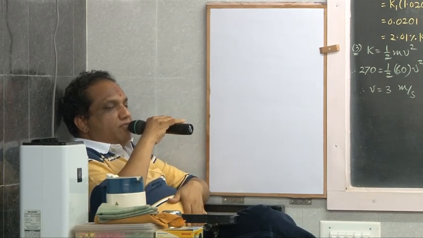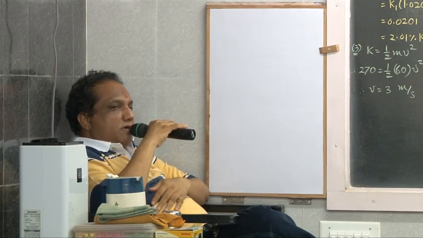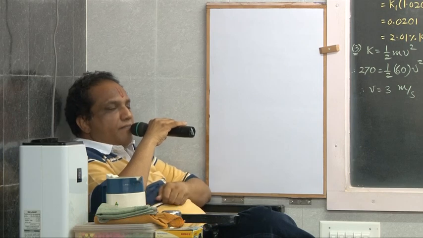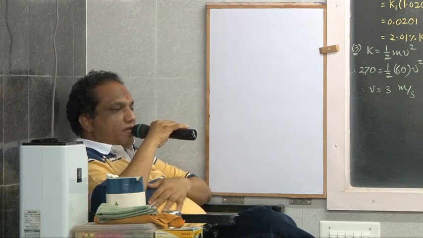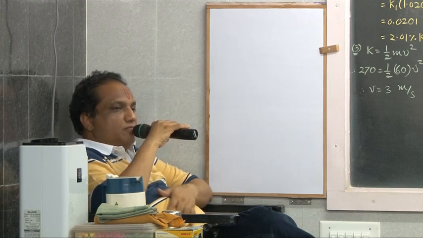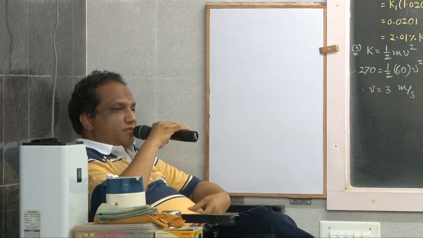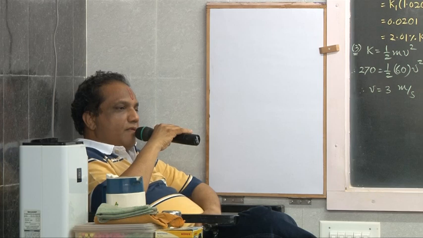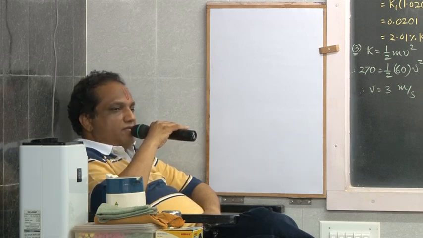Y is the depth, 50 meters. Then V is 5 meter per second. Small v is how much? 5 meter per second. Have I given you? Yes. While throwing the water with velocity how much? 5 meters per second. Have I given you? Yes. Fine. And divided by t. T is 1 second.